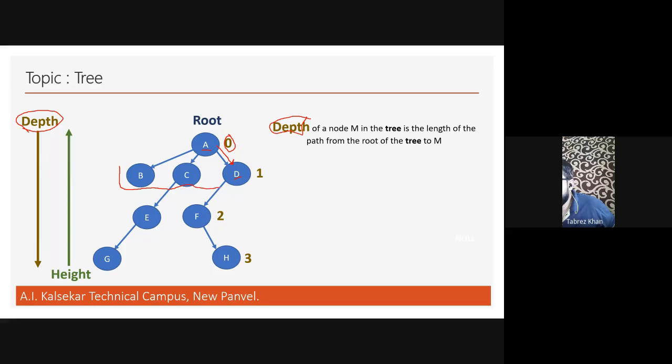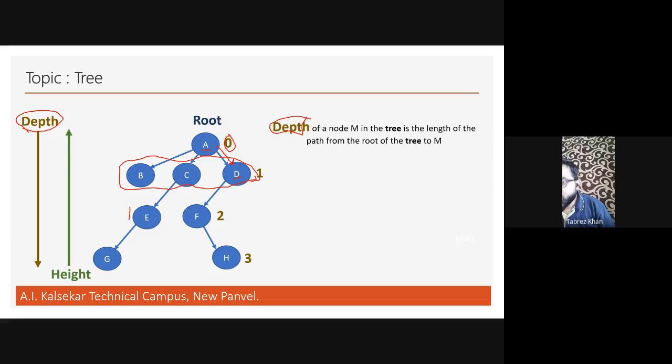are the same, and it is 1, because they are on the same level. I repeat, they are on the same level, and that's why the depth is the same. So the nodes on the same level have the same depth. So the depth of B, C, and D are the same. That is 1 because they are at the same level.